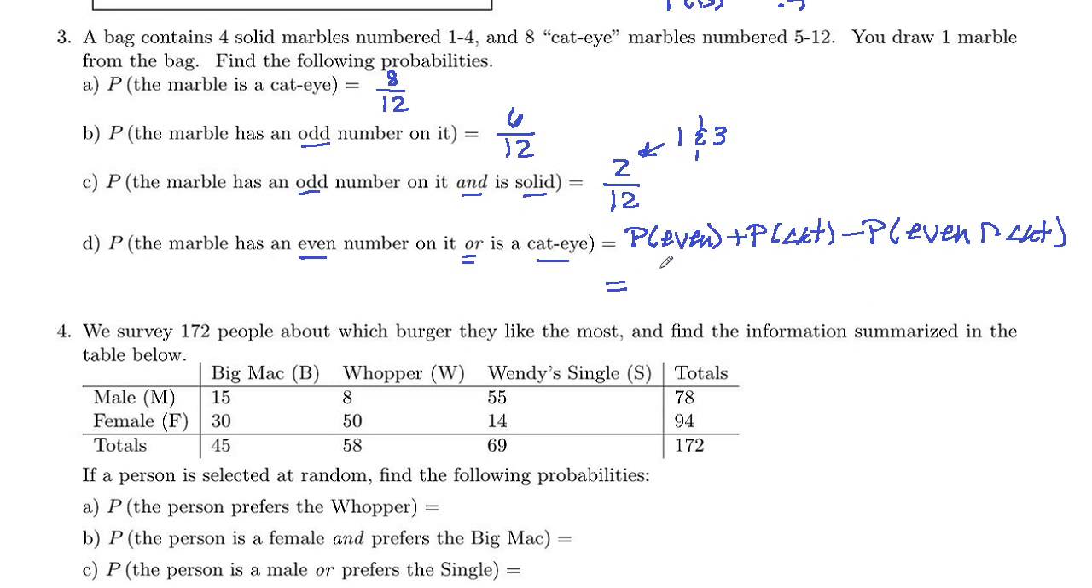So our even marbles, there are 6 out of 12. Plus our cat eyes, there are 8 out of 12. But then we double counted the even cat eyes, which were 2, 4, 6, and 8. So we have to subtract those 4 out of 12 out. And so that leaves us with 10 out of 12. 10 twelfths.